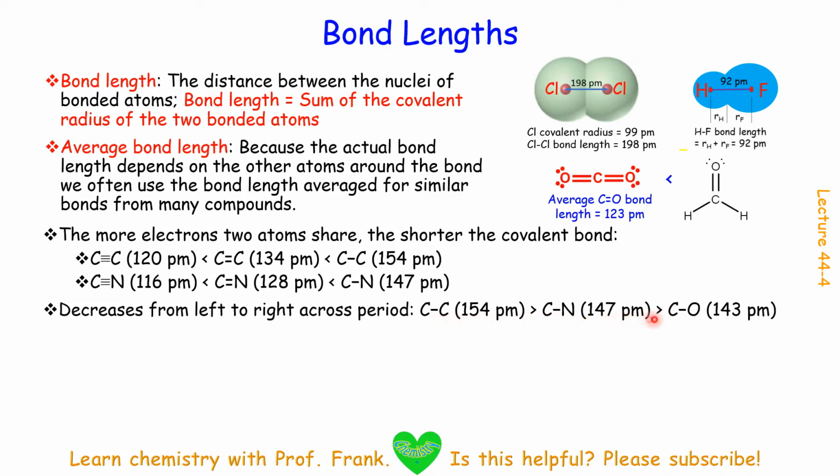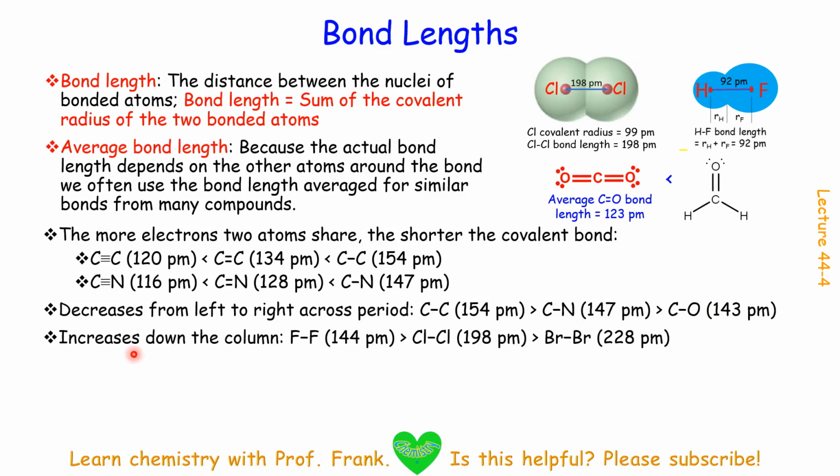If one of the atoms is the same, you see in this example here, carbon exists in all three single bonds, and now the bond length decreases from left to right across the period depending on the other atom bonded with carbon atom. So that's why carbon-carbon single bond is longer than carbon-nitrogen single bond, and then carbon-oxygen is the shortest among this group. The bond length increases down a column.